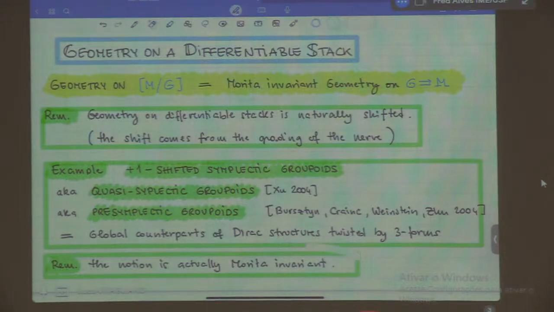And actually, one can show that this is a Morita invariant notion. So plus one shifted symplectic structures are actually structures on the stack, not just on the groupoid.